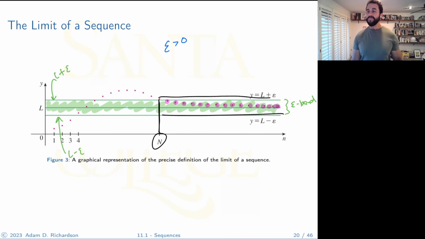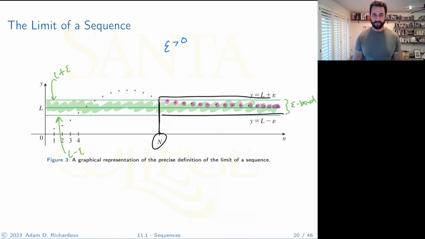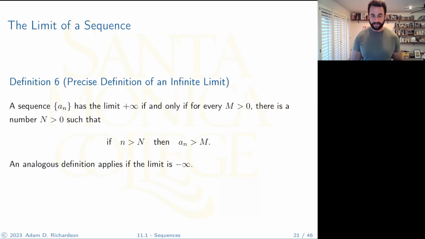All right? So what this definition is saying is that you can do that for every epsilon band. You've just got to go out far enough. That's what it's saying. So you give me any tolerance, epsilon, and I can find n, where as long as you're past n, you'll be within this tolerance. You'll be within this epsilon band. That's the idea. So that's the limit of a sequence. That's how a limit works.